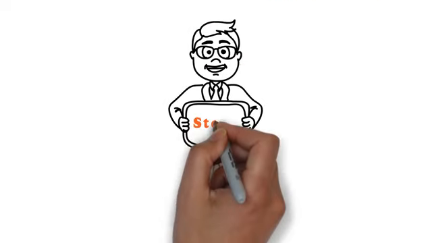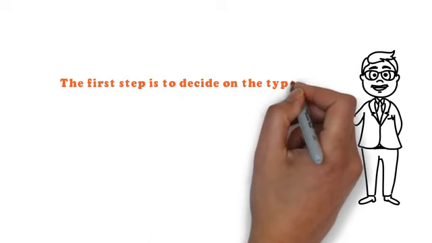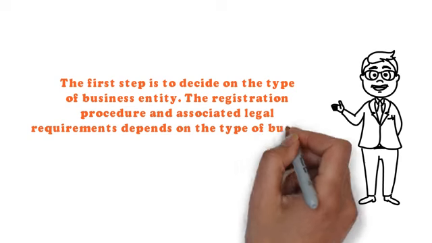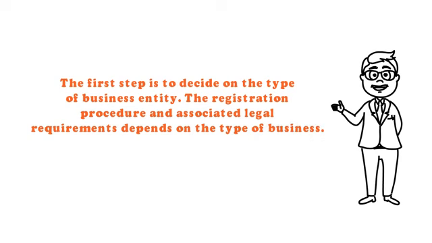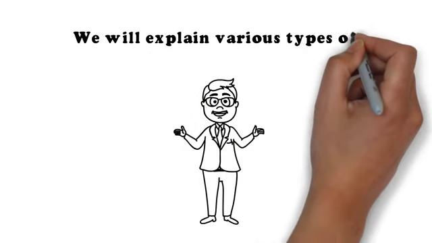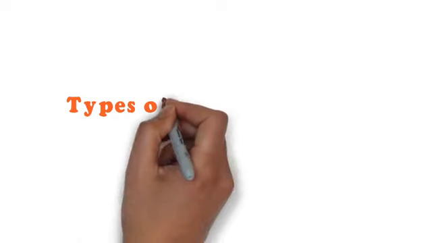Step 1. The first step is to decide on the type of business entity. The registration procedure and associated legal requirements depend on the type of business. We will explain various types of common businesses now. Types of business entities.